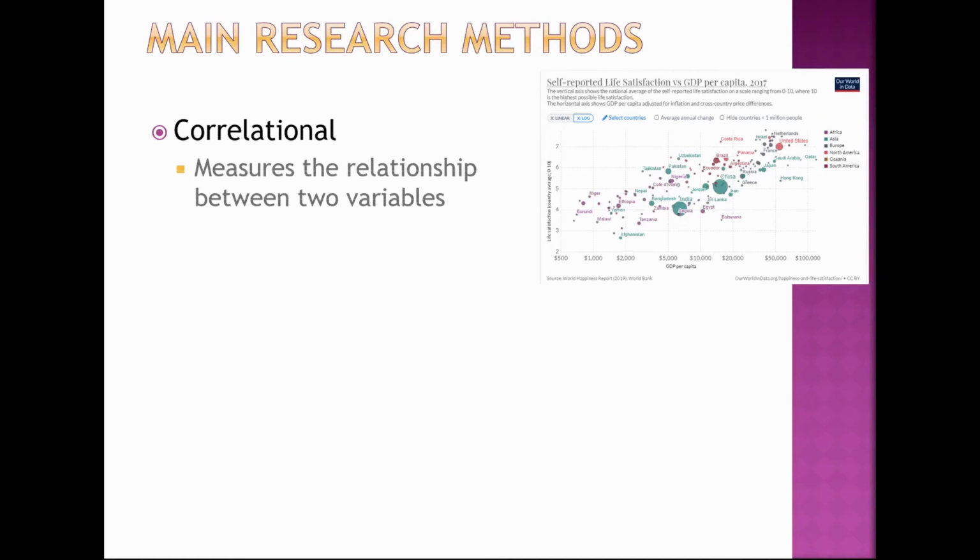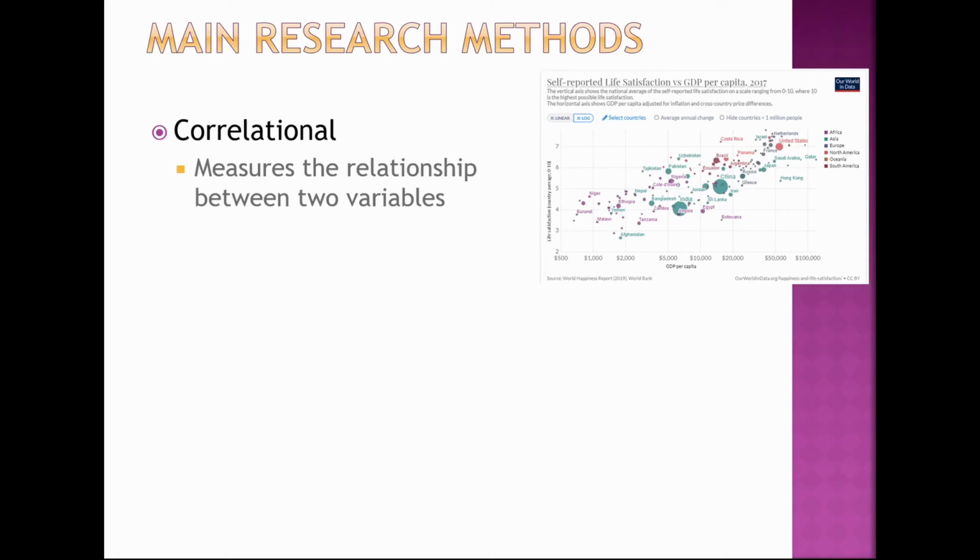Now, the main research methods would be correlational, where we're looking to see whether there is a relationship between two variables. I pulled this off of Our World in Data's website, and this is showing a correlation between self-reported life satisfaction and gross domestic product per capita. This is from 2017. And so you can see different countries listed there.